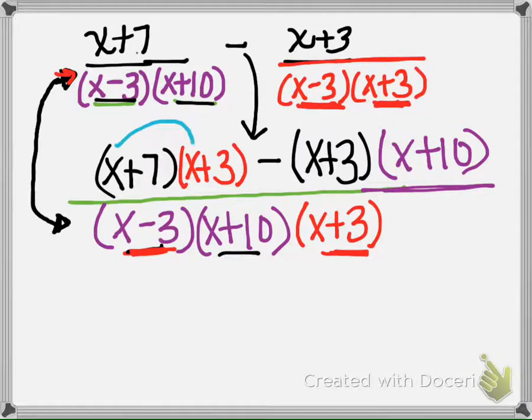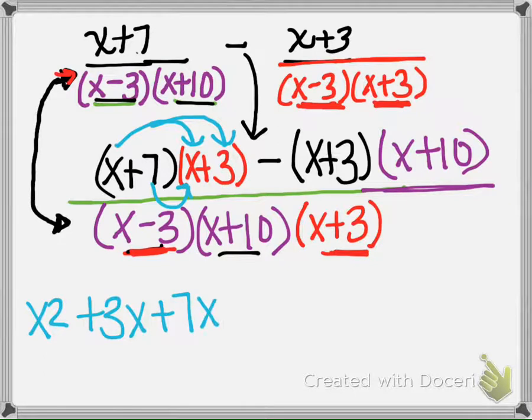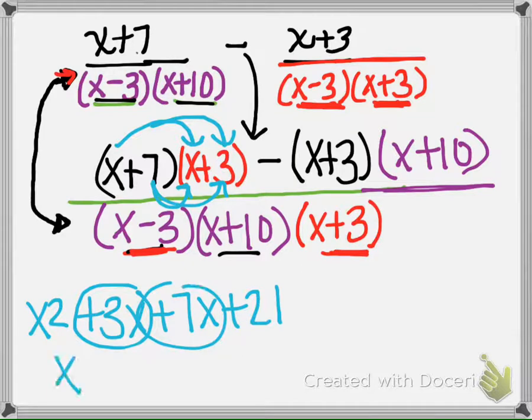So we're going to FOIL here. So x times x is x squared, x times 3 is 3x, 7 times x is 7x, and 7 times 3 is 21. And then I'm going to combine my like terms, so we get x squared plus 10x plus 21 here. Now we're going to do the same thing here on the right side. So I'm going to wait off on this until later.